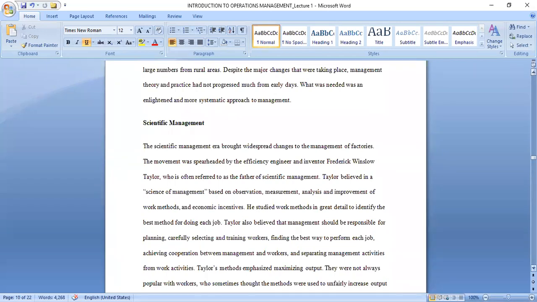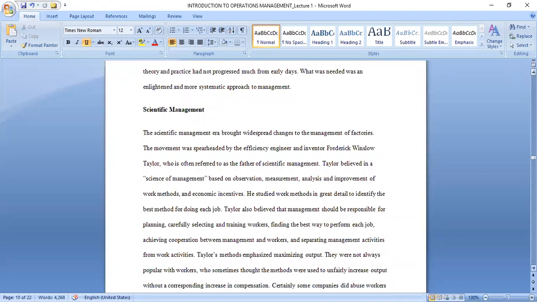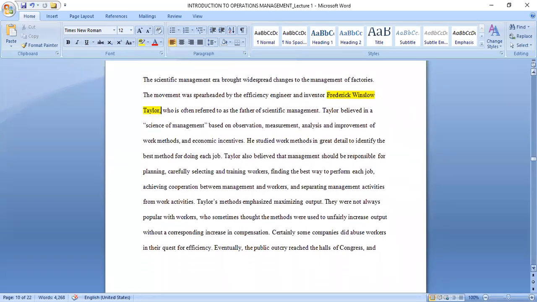We had another era of scientific management that was spearheaded by a personality by the name of Frederick Winslow Taylor. Scientific management basically believed in studying job designs, analyzing them, and looking for ways of improving these job designs or work methods, and also providing economic incentives. So that was all that comprised scientific management, spearheaded by Frederick Winslow Taylor, or F.W. Taylor.